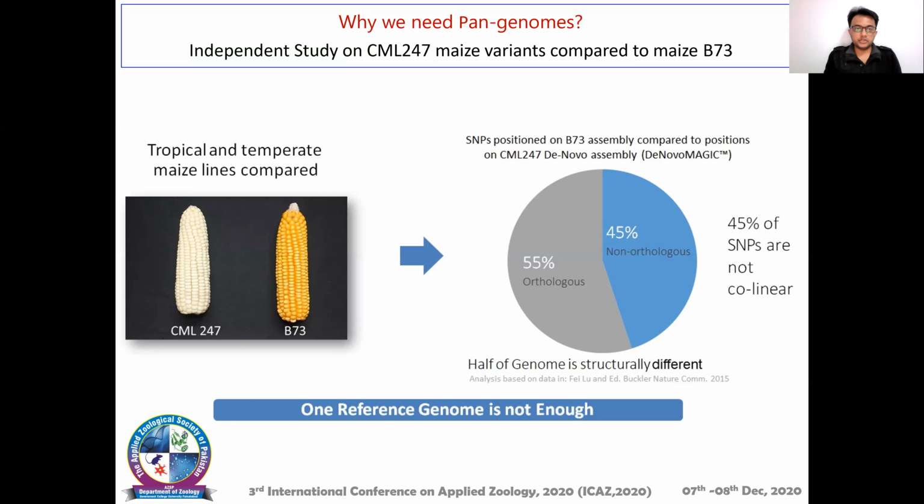So just imagine if you're using a single reference genome to study the diversity or genomic content of all individuals of a species. You will lose half or most of the information in the process. That's why we need the pan-genome, because a single reference genome cannot capture the entire genomic content or the diversity present among the members of a species.